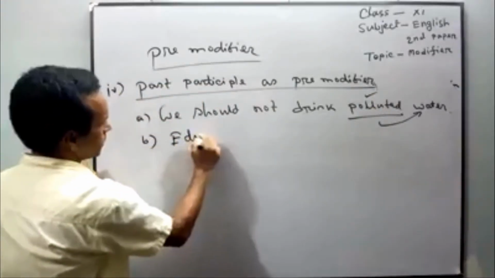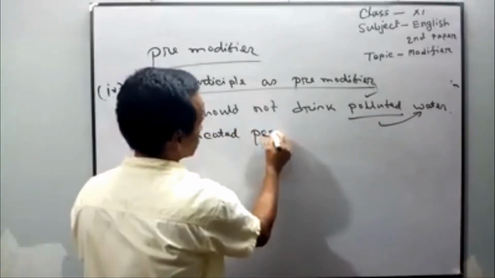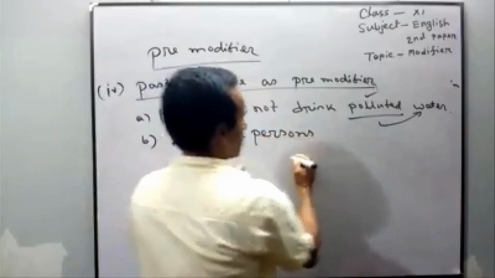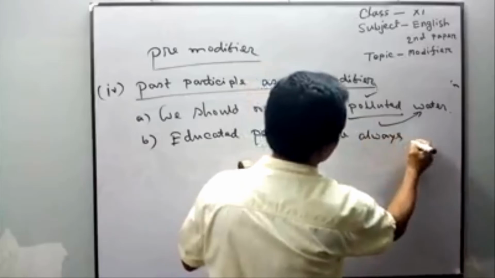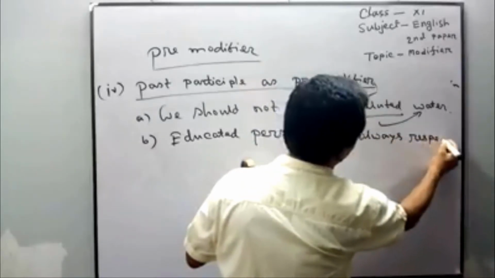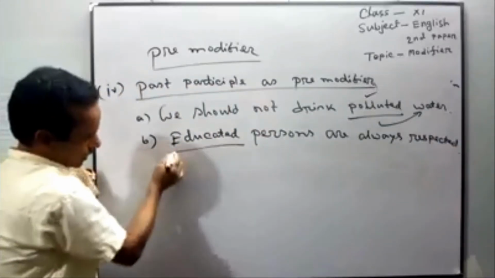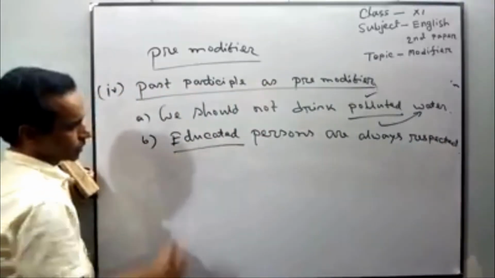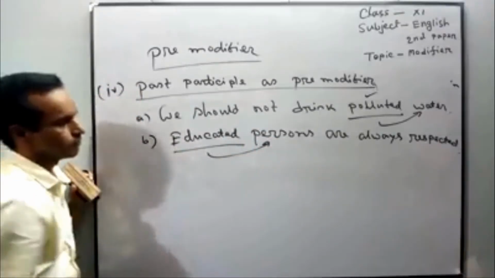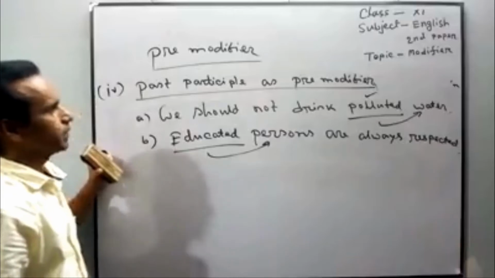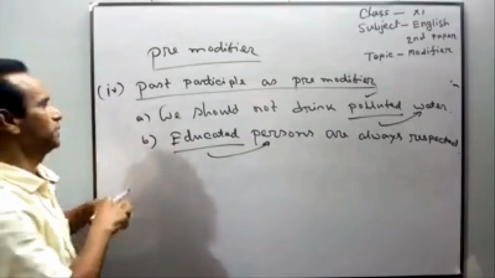Then, educated persons are always respected. Here, educated is past participle and it has qualified the word persons, so this is pre-modifier. Past participle means past participle form of the main verb. You know that.